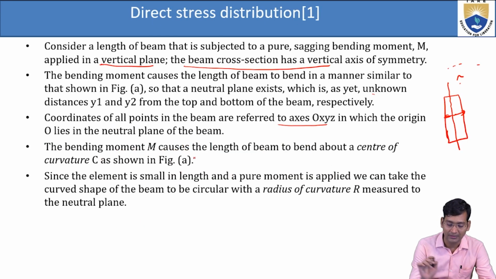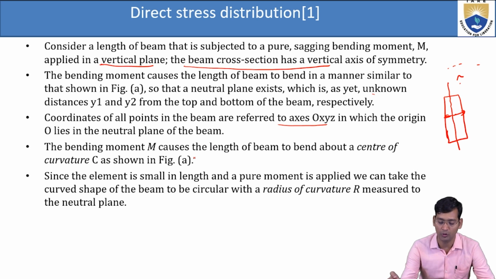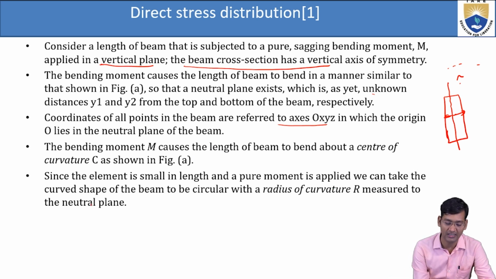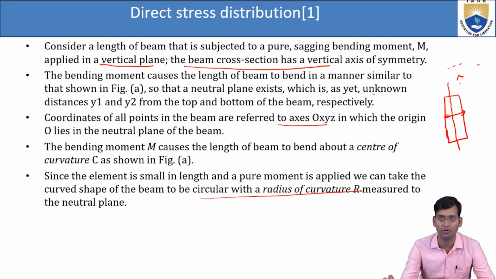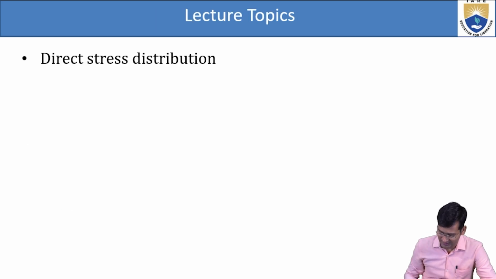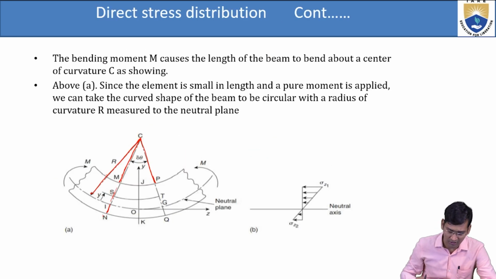So since the element is small in length and a pure moment is applied, we can take the curved shape of the beam to be circular with a radius of curvature R, because it is of a smaller size. So we take that as circular, with radius of curvature R measured to the neutral plane. So from the neutral plane, the distance is what? That we had seen at a distance R from the neutral plane.